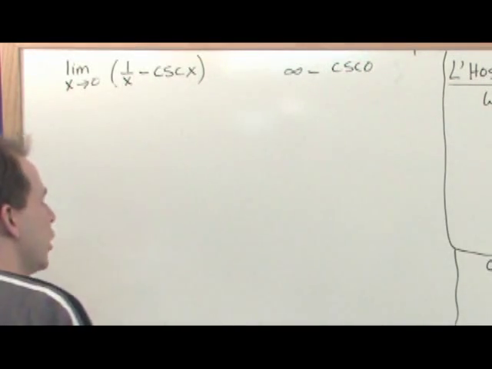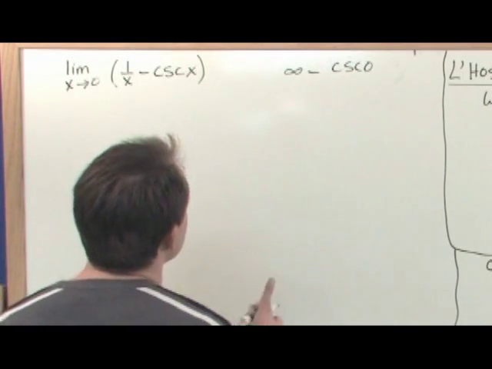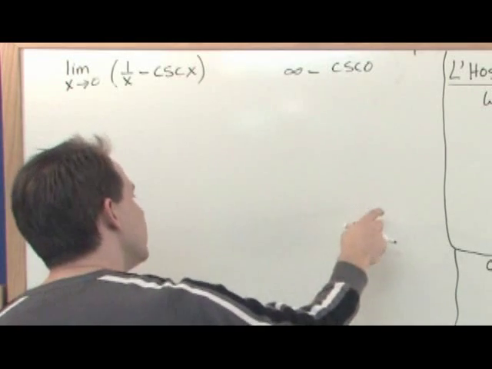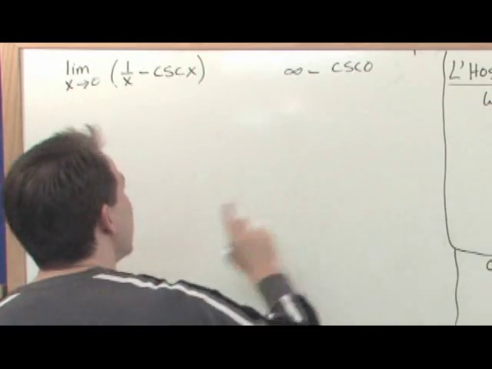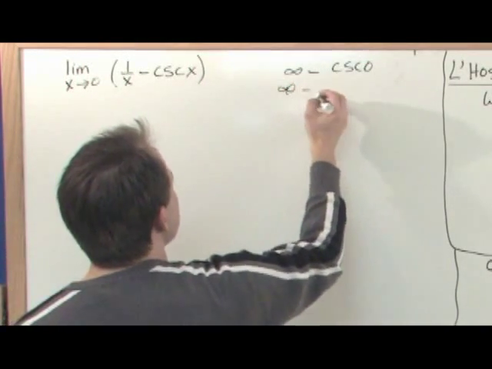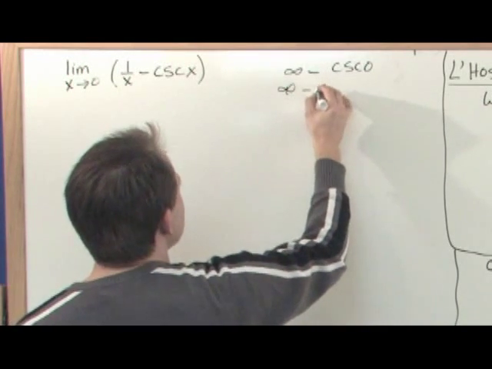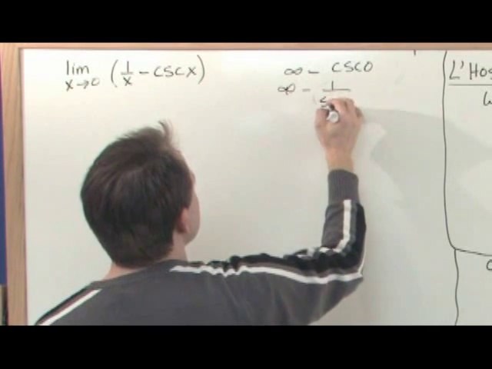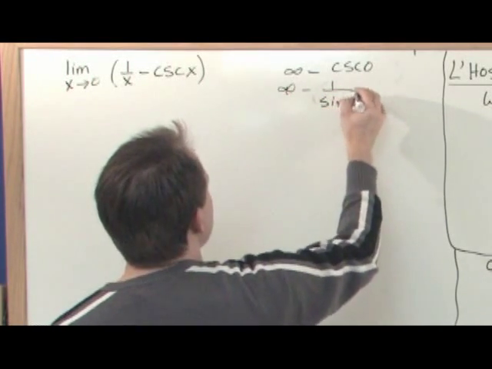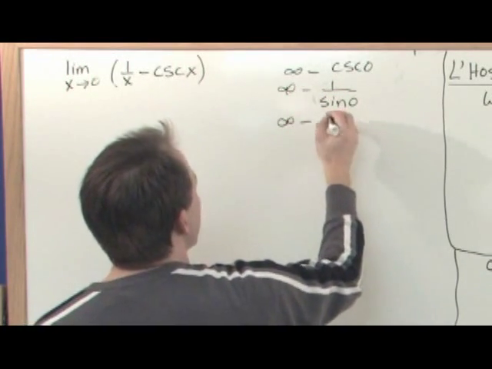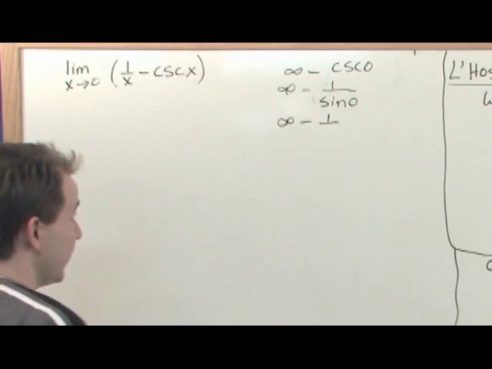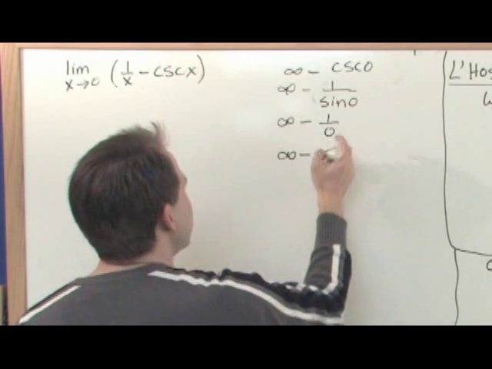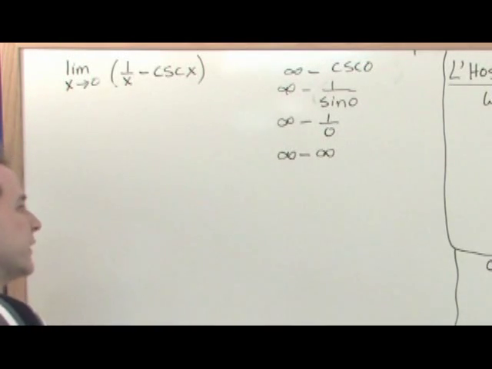And don't forget the cosecant is 1 over the sine. And you can find that out from your rainbow. Sine, cosine, tangent, cotangent, secant, cosecant is 1 over sine. So you have infinity minus 1 over the sine of 0. So what is this? Infinity minus 1 over sine of 0 is what? Sine of 0 is 0. So the form you have is infinity minus infinity. 1 over 0 gives you infinity. So you're in one of these indeterminate forms.